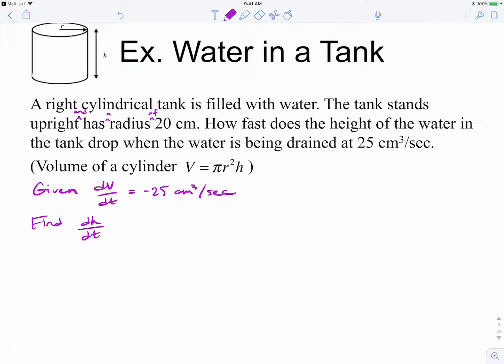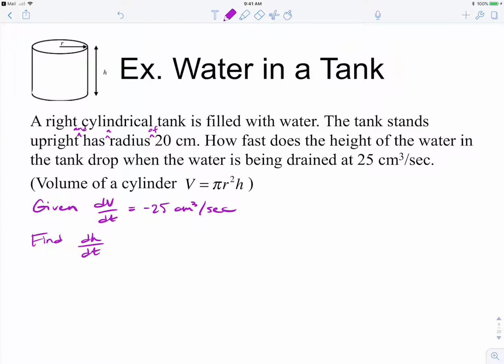And we are given that the radius of the tank is 20 centimeters. Now, as time is passing and the water is draining out of this tank, the radius is going to stay 20 centimeters, right? Until it gets to the very bottom and the water stops covering the very bottom of the tank. So while the water's draining out, for what we're calculating dh over dt for, we can assume that dr over dt is equal to 0 centimeters per second.